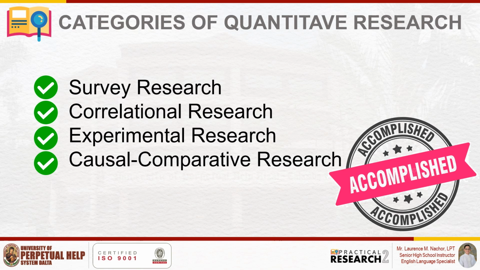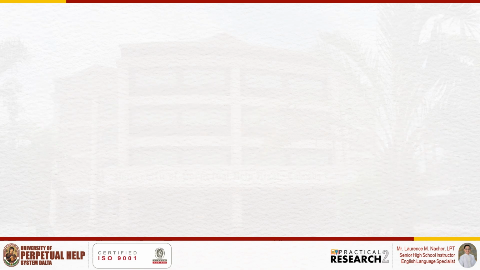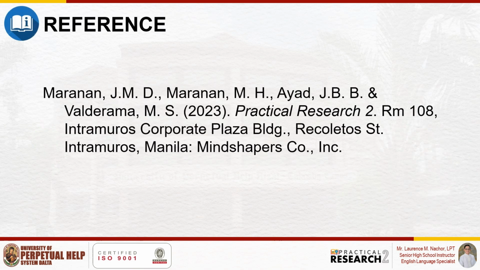Mission accomplished. So in summary, the 4 types of quantitative research are survey, correlational, experimental, and causal comparative. Each has its place and strengths in research. So today's content was primarily based on Practical Research 2 by Maranan et al., 2023. So please consult this material for further study.